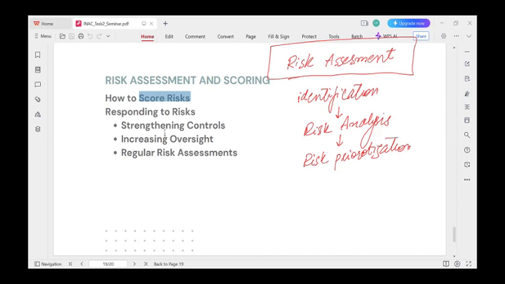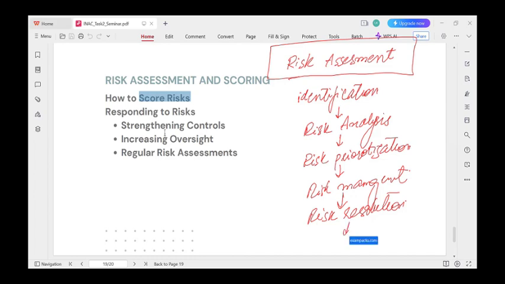Okay, then we have risk management planning. After that, you do risk management planning. Then how can you manage those risks? Okay, you can use TAR framework for that. Okay, then you do risk resolution. Like you are resolving those risks. Okay, and then you place a system for risk monitoring. This is your risk assessment system.